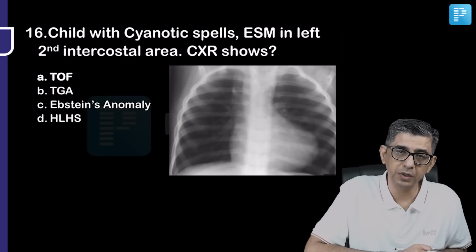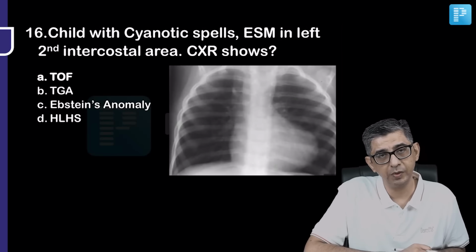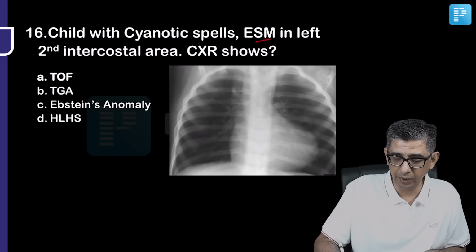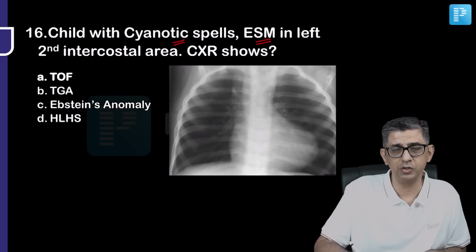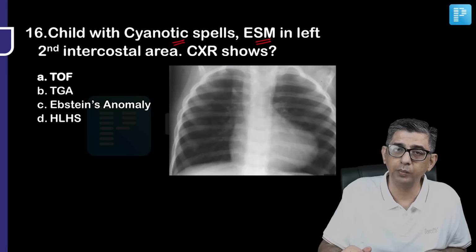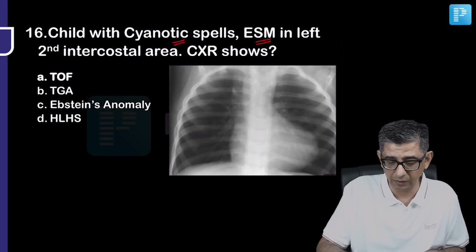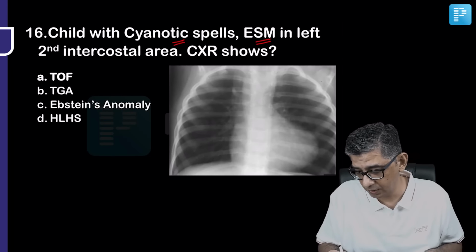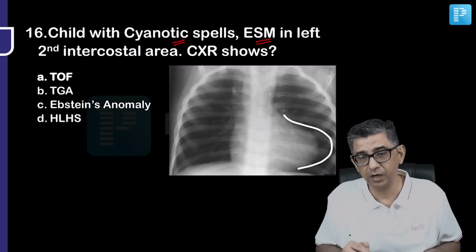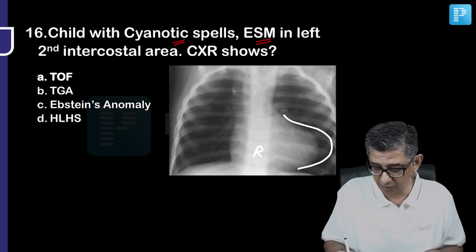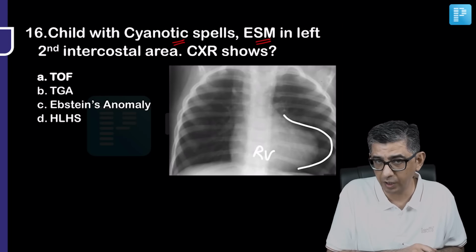The next question was a piece of cake. He said, child with cyanotic spells, ejection systolic murmur in the second intercostal area. The moment you read kid with cyanosis, ejection systolic murmur, your mind is racing. This could be a tetralogy of Fallot, because we are having a subpulmonic stenosis. And then he helped us with this classical boot-shaped heart, which is primarily because these patients would be having a concentric right ventricular hypertrophy.